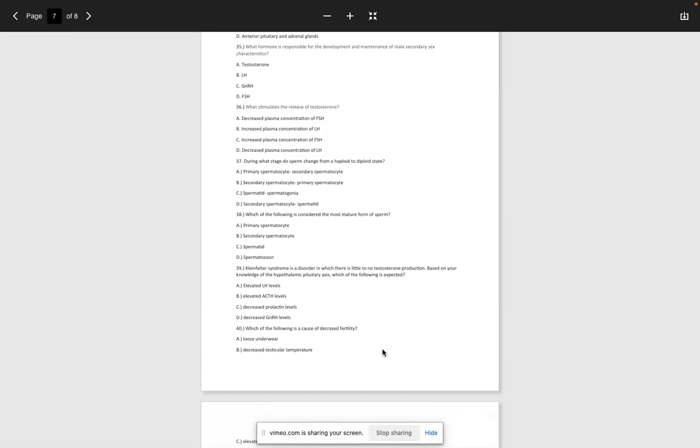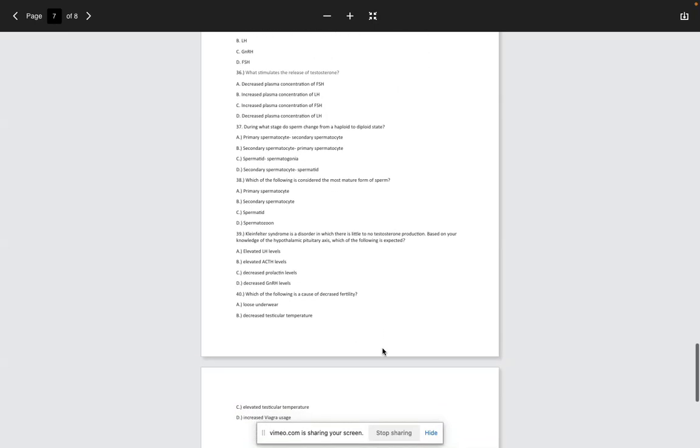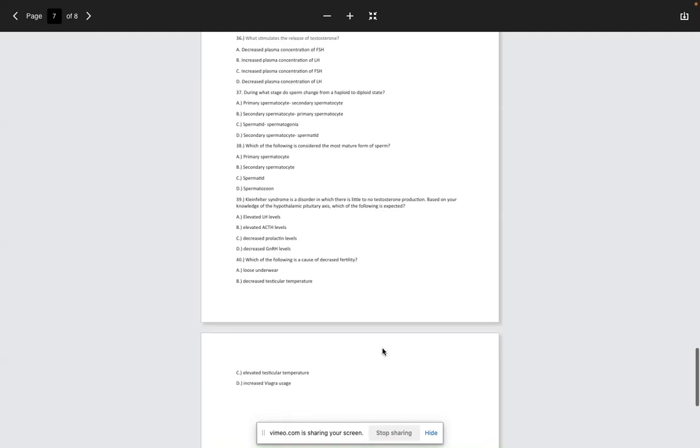Which of the following is a cause of decreased fertility? Loose underwear, decreased testicular temperature, elevated testicular temperature, or increased Viagra usage? Increased testicular temperature.